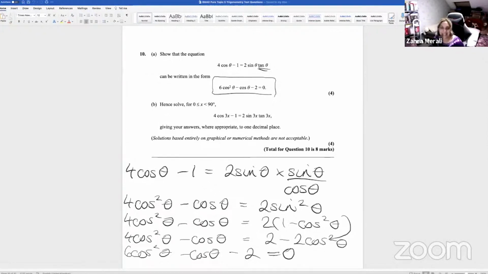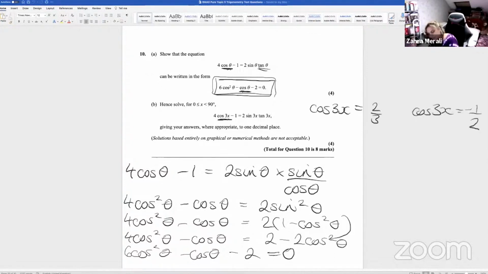Okay, and then it says hence solve. So in the original question, instead of cos theta, we've got cos 3x. So we do exactly what we normally would have done, and we stick it into our calculator, and we find the solutions. And when we do that, we get cos 3x is 2/3, and cos 3x is minus 1/2. And we want to solve those. We check our range, which is just for x. So we're going to make it for 3x by multiplying it by 3.